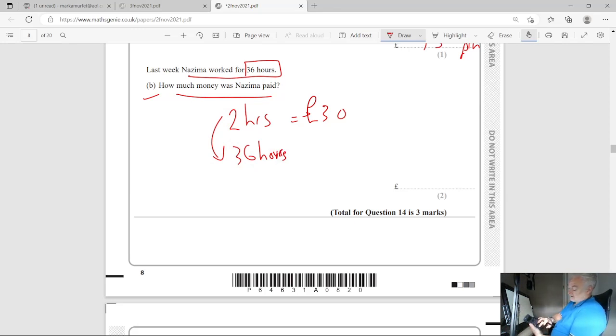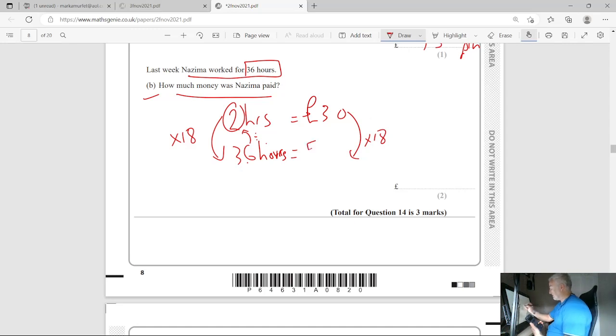36 divided by 2 equals 18. I'm timesing it by 18. All I've done there is the reverse. I've done 36 divided by 2, so I know it's times by 18 to get from 2 to 36. So I'm going to do 30 times 18, which equals £540. And that's my answer. Again, everything on the calculator.